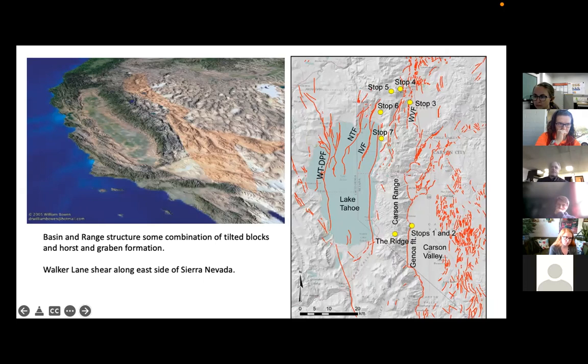You can see. So I wanted to put this map up here. Here's Lake Tahoe, just right to the west of Reno. We were working along a system of faults right here. You can see my cursor.